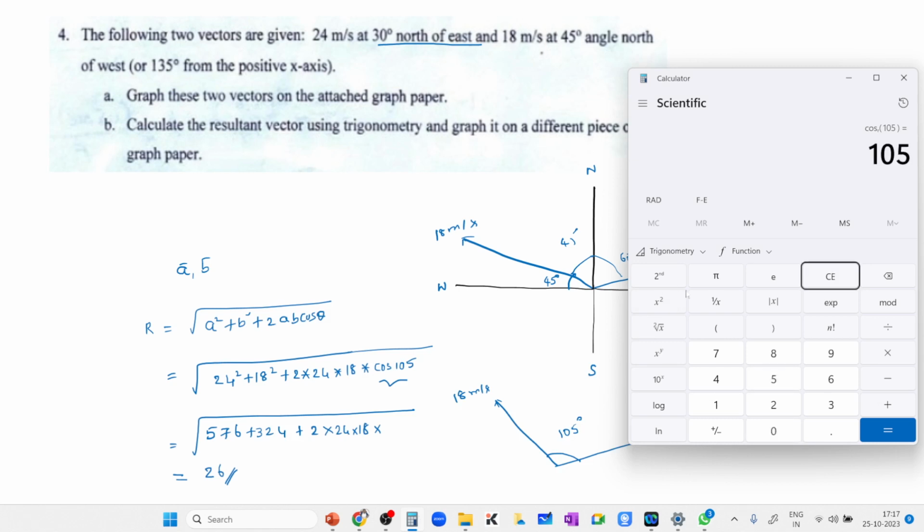So 105 minus 0 point, okay, so times 24 times 18 times 2 plus 576 plus 324. So the value is 691, and if you do the square root, approximately 26.3. Okay, so that's how you'll get the resultant of those two vectors. Right, thank you.